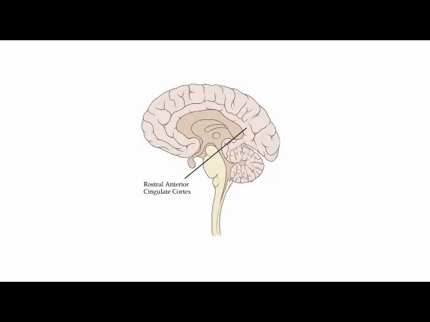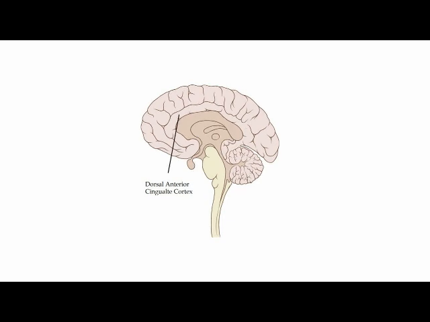Rostral and dorsal anterior cingulate cortex. The rostral anterior cingulate cortex plays a direct role in negative self-views. It can contribute to depressive symptoms. The dorsal anterior cingulate cortex, or DACC, helps to regulate thinking. It is also helpful in guiding reward-based decision-making and predicting task difficulty.